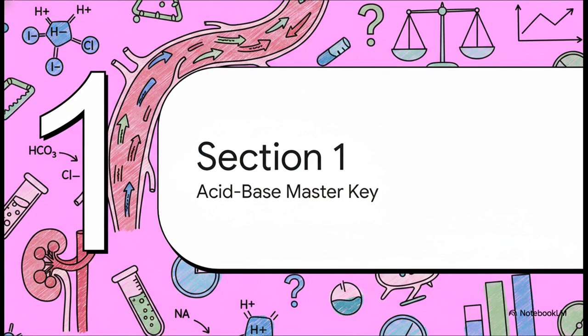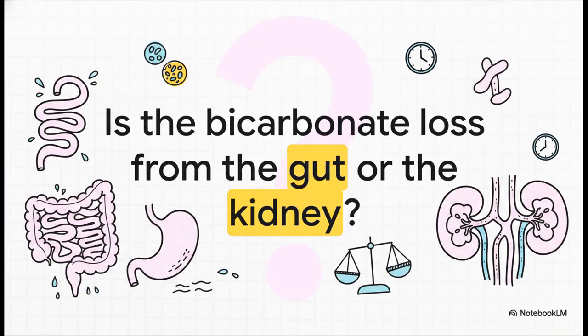All right, Section 1, the acid-base master key. Let's start with one of the most frustrating 50-50 dilemmas in all of internal medicine. You draw an arterial blood gas and a basic metabolic panel, and you spot a normal anion gap metabolic acidosis, what we affectionately call NAGMA. Right away, as the clinical investigator, you're faced with a binary question. Is this happening because of the gut or because of the kidney?